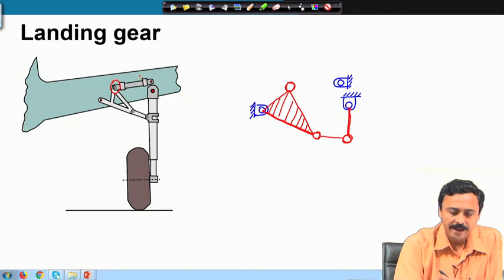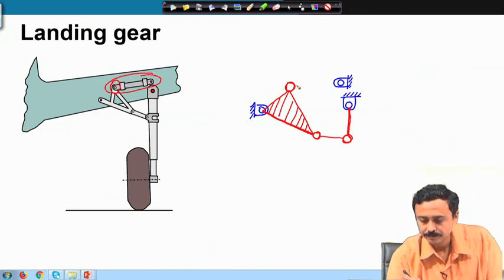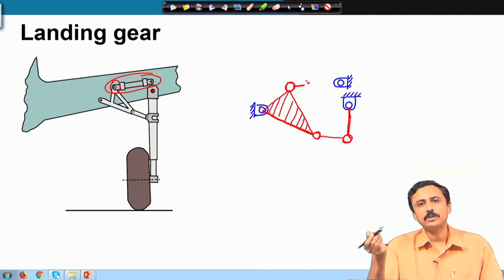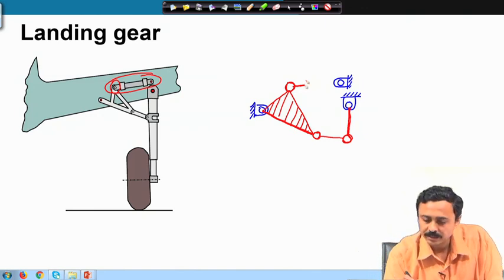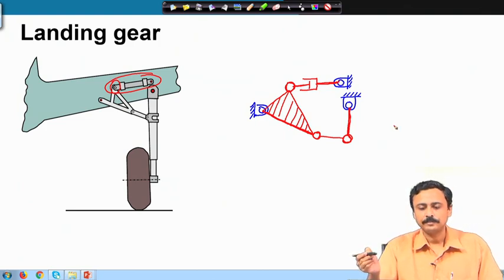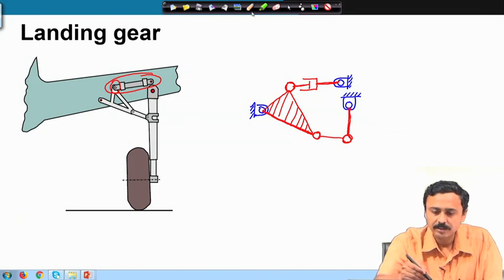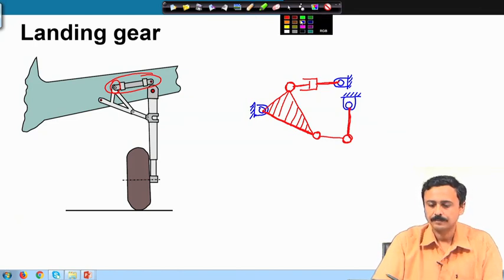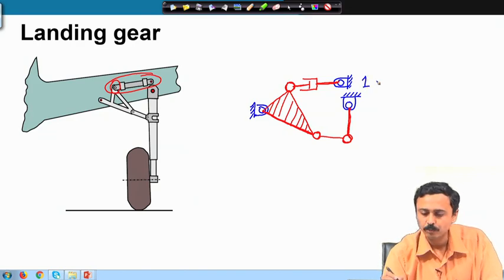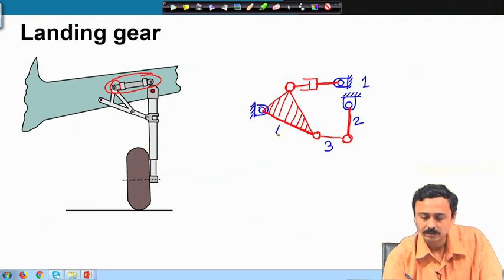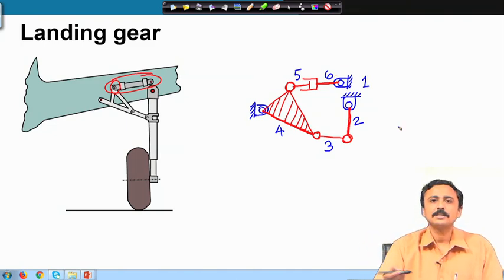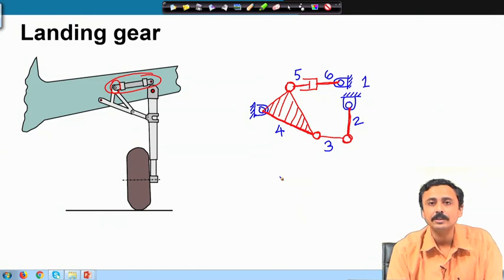This hinge is connected to an actuator. So, this is an actuator. Now, this hydraulic actuator will have one prismatic pair. As you know, in a hydraulic actuator, we have one prismatic pair. Therefore, there must be two links connected by a prismatic pair. And that is connected to this ground hinge. Now, let us number the links. Ground link is numbered 1, 2, 3, 4, this is 5 and this is 6. Thus, this is also a 6 bar chain or a 6 link mechanism.